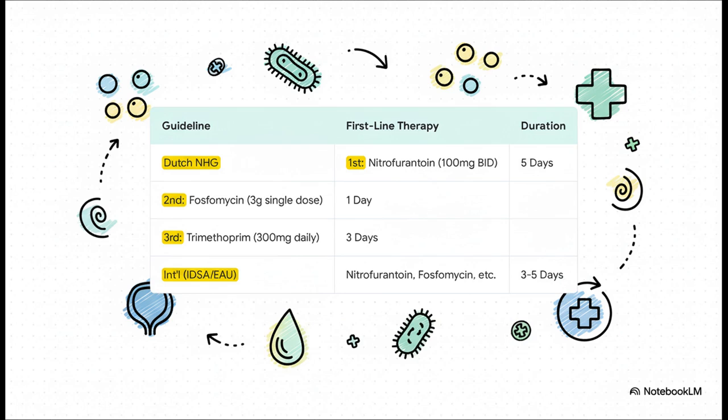Nitrofurantoin is the number one choice for 5 days. If that's not an option, you go to a single dose of fosfomycin and then trimethoprim. This really reflects a targeted strategy, probably based on local resistance data.